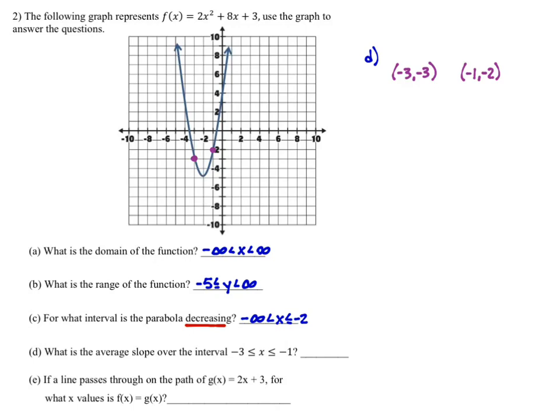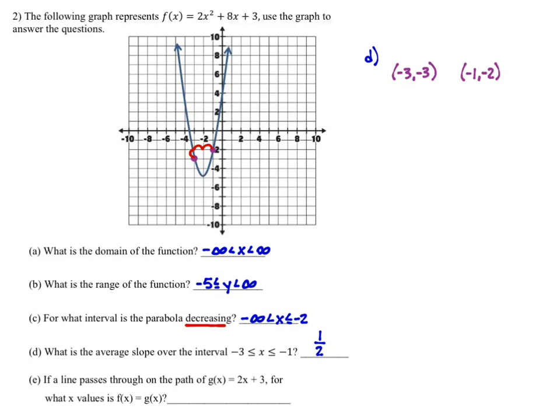And from here, we're just looking for the slope between those 2 points. Well, that's easy enough. Remember, slope is rise over run. So you went up 1 and then right 2. So our slope would be 1 over 2.